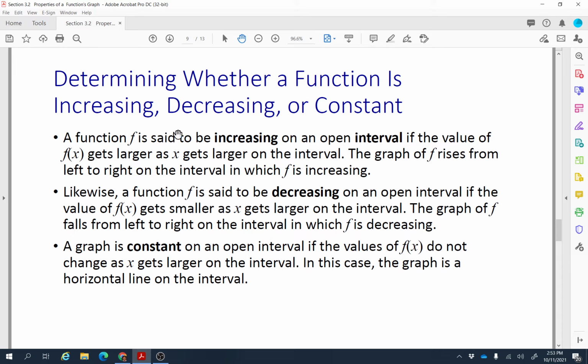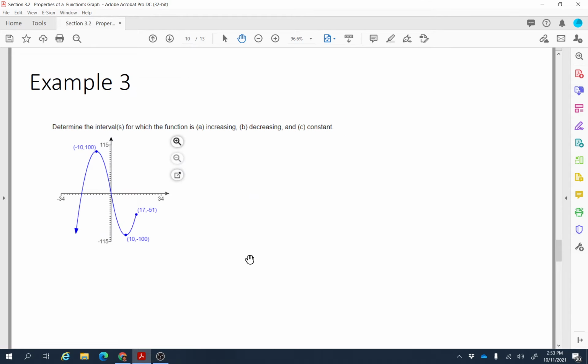So a function f is said to be increasing on an open interval if the value of the function gets larger as x gets larger, and the function is called decreasing if the value of f of x gets smaller as x gets larger, and the graph is constant if the value doesn't change. Let's see one example here.